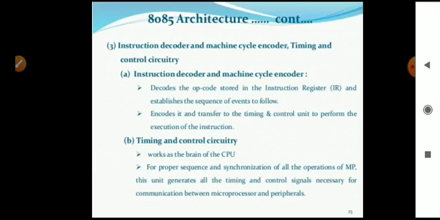This instruction decoder decodes the opcode stored in the instruction register and establishes the sequence of events to flow. Basically, it will decode the instructions sequentially so that the program execution is done in a smooth manner. Then this machine cycle encoder encodes the instruction and transfers it to the timing and control unit to perform the execution of the instructions.